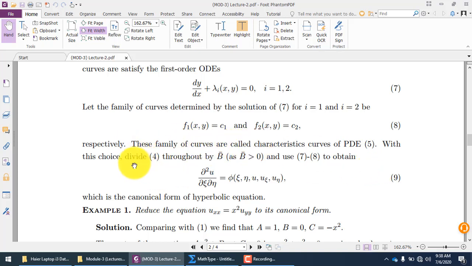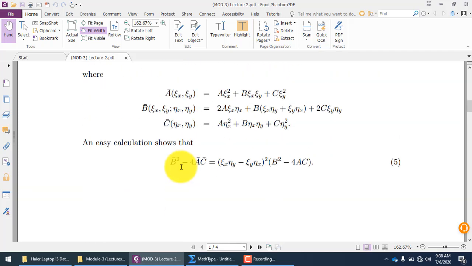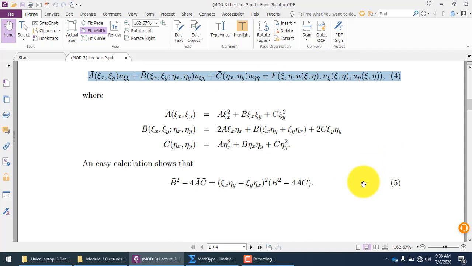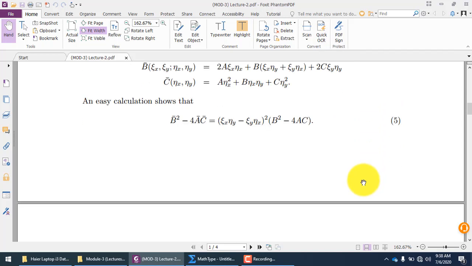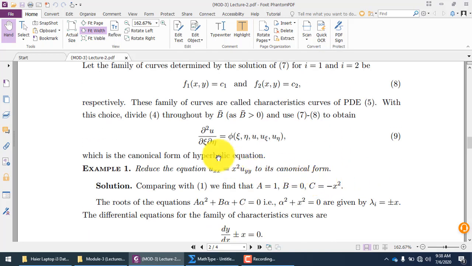With this choice for xi and eta, if we divide 4 throughout by b bar, because now a bar and c bar are 0, what is 4? 4 is actually the principal part, equal to any single derivatives of the dependent variable with xi and eta. So if you divide that part, this is more so knowledge. You can skip that step, but you will do that step in your calculation, which is example 1.